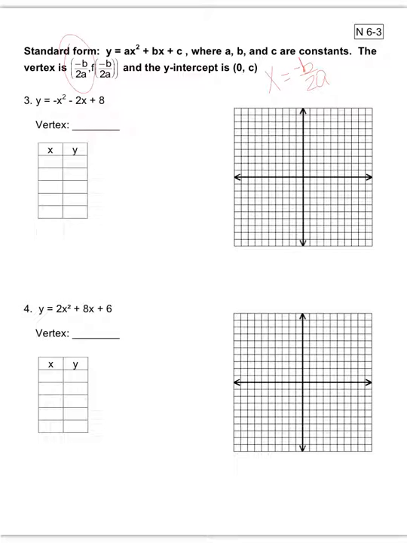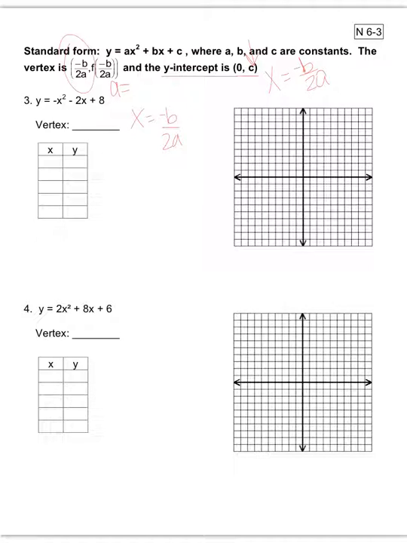Okay, so once we find that, we're just plugging it into our original function, and then we'll find the y value. The y-intercept is going to be your c on your quadratic function whenever it's in standard form. Okay, so we're first going to find our vertex. So to find the vertex, we're doing negative b over 2a.